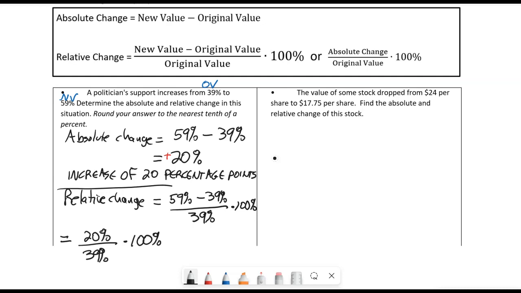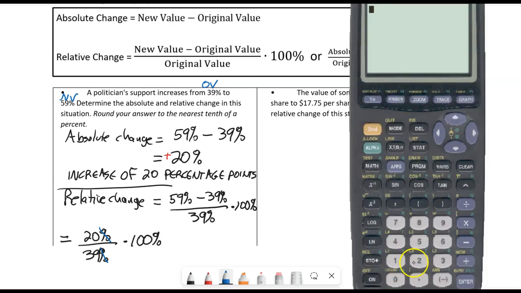Now you'll notice this happens every time you do a relative change, and that is the units, in this case the percentage points, reduce as a factor of 1. This leaves us with 20 divided by 39, then times 100%. Let's see what that gives us with our calculator. So we have 20 divided by 39, then times 100%, 51.28205128. And this problem asks for the nearest tenth of a percent.